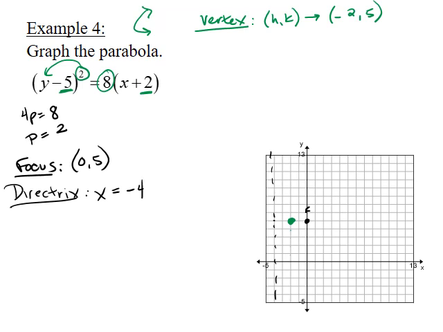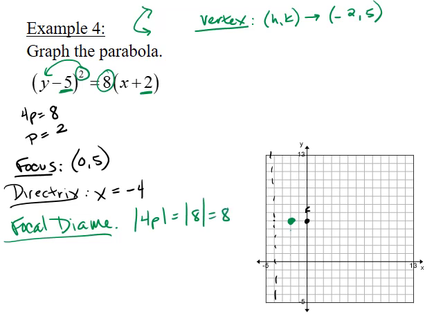Then our focal diameter is the absolute value of 4p, which is 8. So I'm going to split this in half, which is 4. So from my focus, I'm going to go up 4 and down 4. And this will give you the ordered pairs of the endpoints of our focal diameter. And you can go ahead and identify those. And here is the shape.